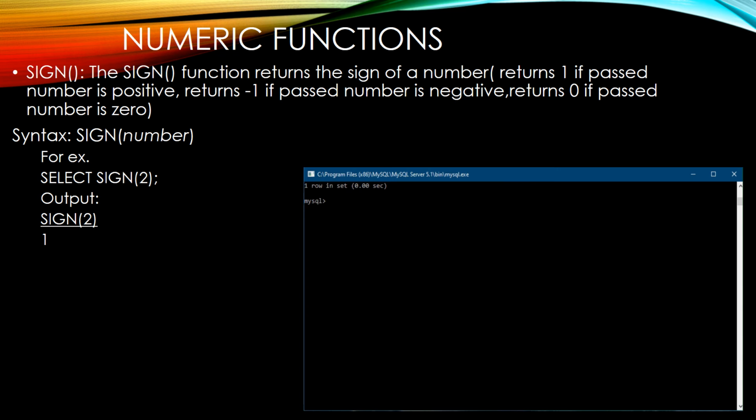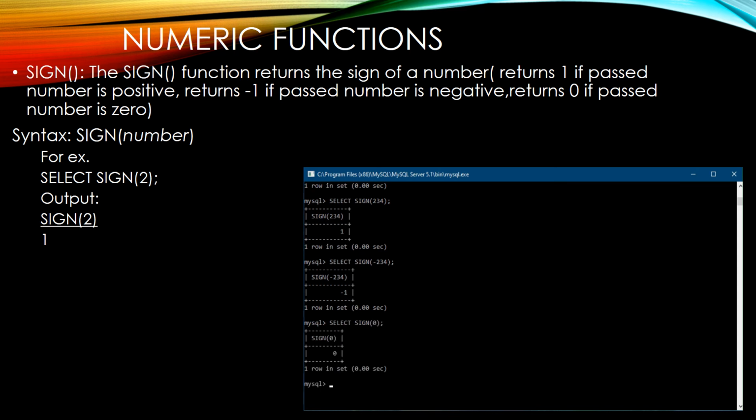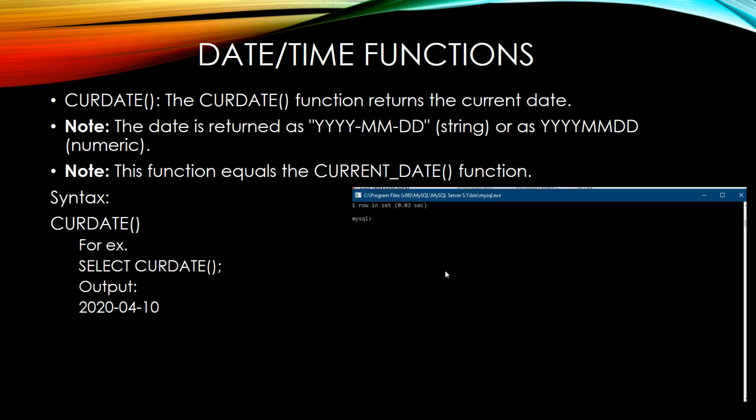Sign function is used to return the sign of the number, whether the number is negative, positive or 0. I am passing the number as 234. As you can see, this number is a positive number, so it will return 1 because the number is positive. If I am passing a negative number, it will return -1. -1 denotes a negative number. If I am passing 0, it will return 0 because the number is 0. So this is the working of sign function.